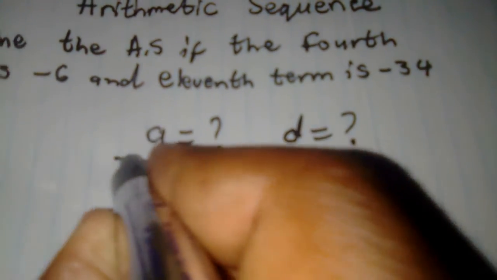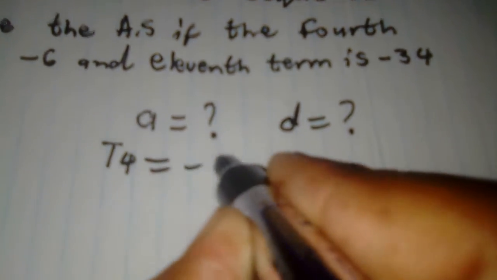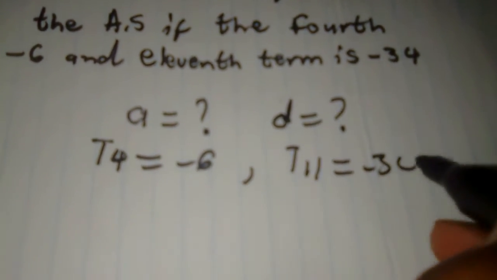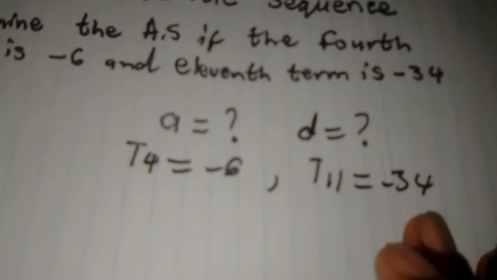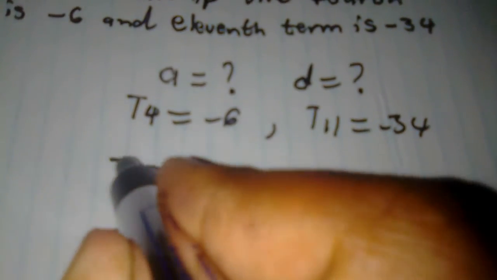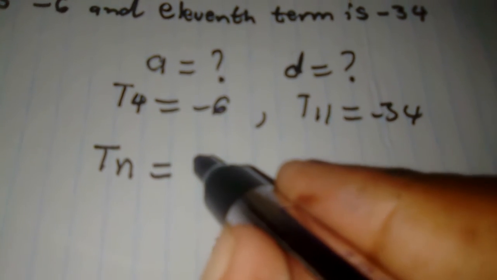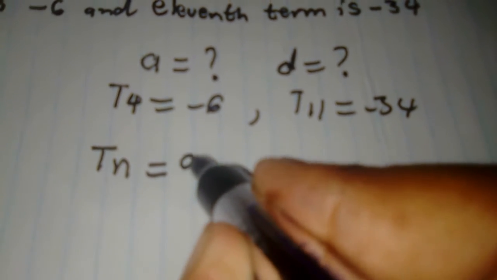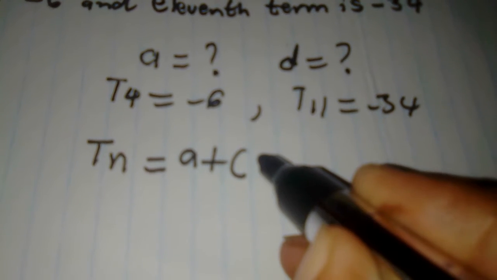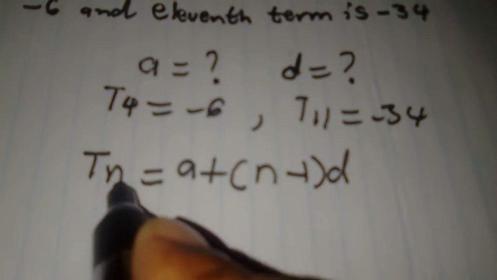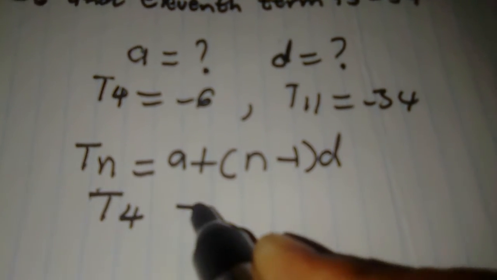Let's collect the data first. T4, we know that T4 is -6, and we know that T11 is -34. For us to find A and D, we will use the general term of an arithmetic sequence, which is Tn equals A plus open the bracket n minus 1, d. So that means where there is n, you put 4. So we start with T4.